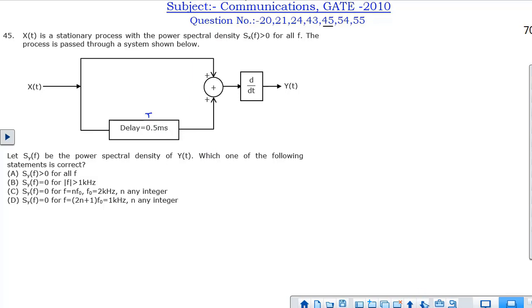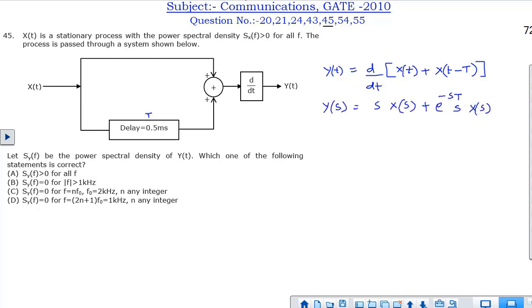Then we can easily represent the output signal y(t), which is equal to differentiation of both the signals, that is x(t) and the delayed x(t), that is x(t minus T). Okay, so y(t) is represented like this. We can find out the Laplace transform of y(t), that is Y(s), which will be simply sX(s) plus e to the power minus sT, because of the differentiation s will come here, then X(s). So this is the Laplace domain.